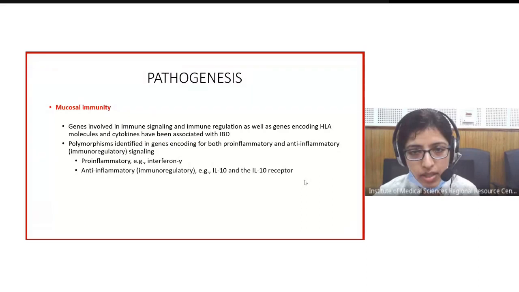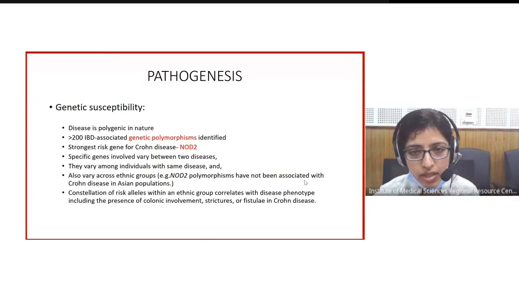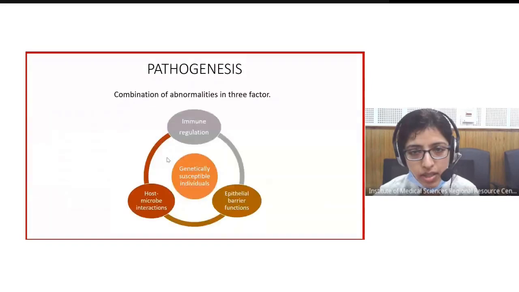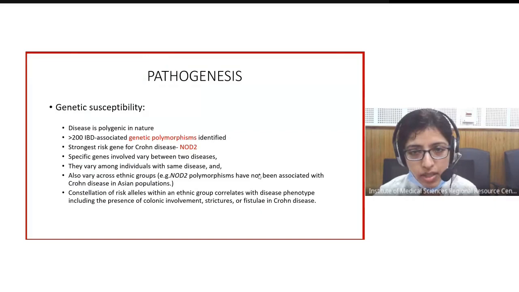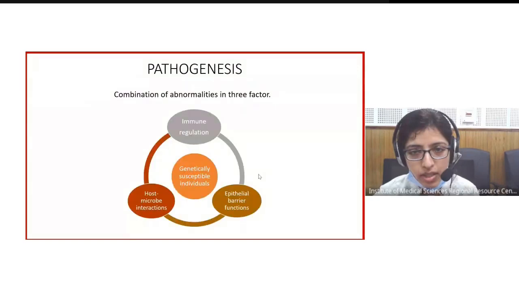So now this genetic component and the genetic susceptibility. We have seen that since there is a lot of variation in the genes involved, that means the genetic component is not the only component that is responsible for disease pathogenesis. We have other components as well. We have environmental factors, and as I have already told, the host microbe interactions and epithelial barrier functions, everything has an influence. Okay, so now all of these factors, the genetic factors as well as the environmental factors, can be thought of as affecting either the mucosal immunity, or they can be affecting the host microbe interactions, the autophagy and cellular response.